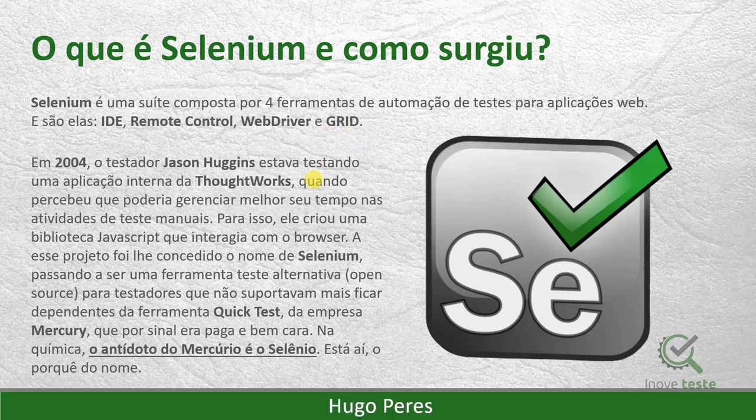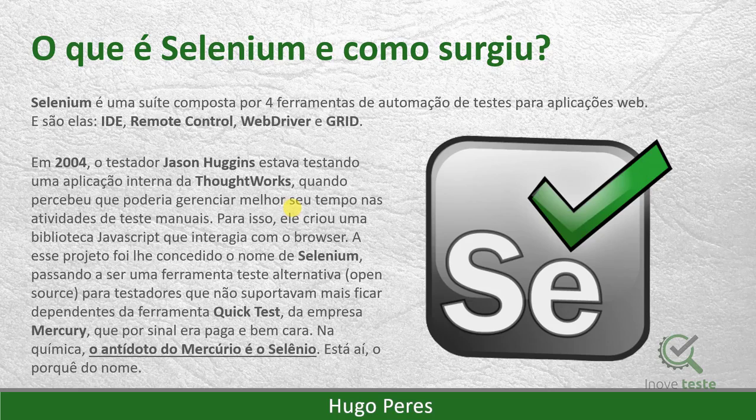Referring to the history of Selenium, the tester Jason Huggins, in mid-2004, was testing an internal application of the company ThoughtWorks when he realized that he could improve his time in the manual testing activity, which we know is an activity that takes a lot of time and a lot of effort. So, for this, he decided to create a JavaScript library that interacted with the browser. And it was this library that he decided to name Selenium.